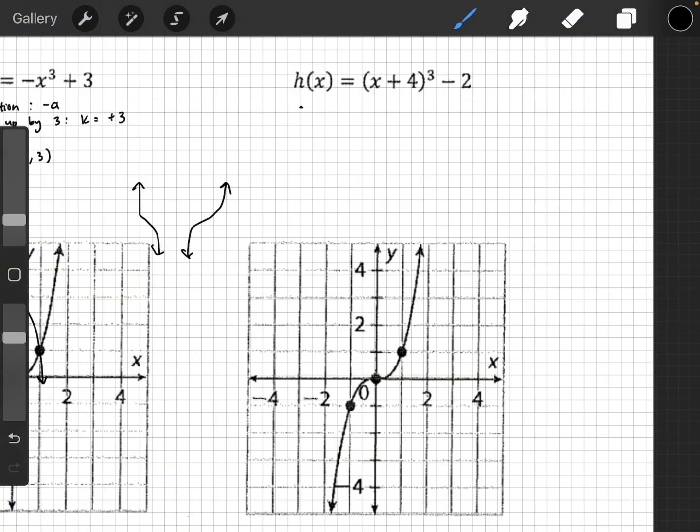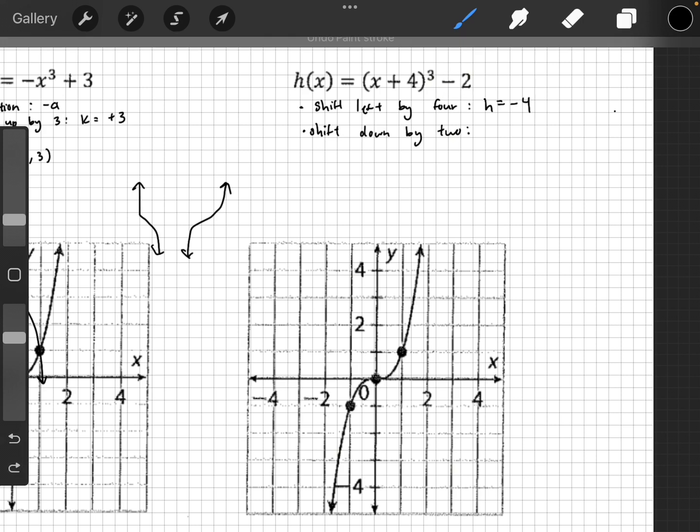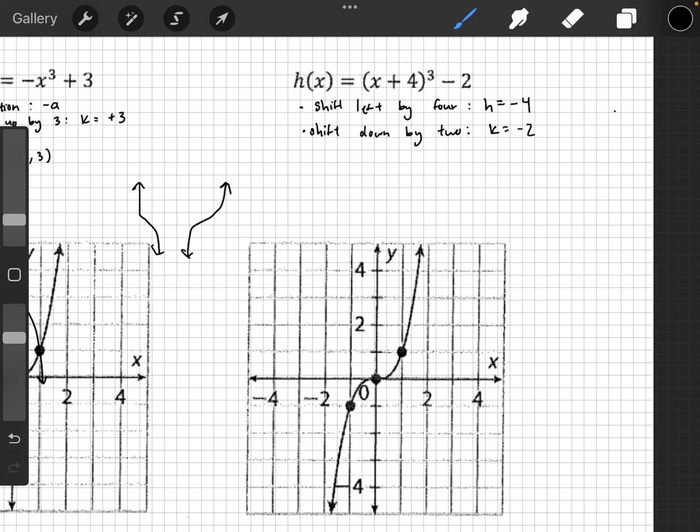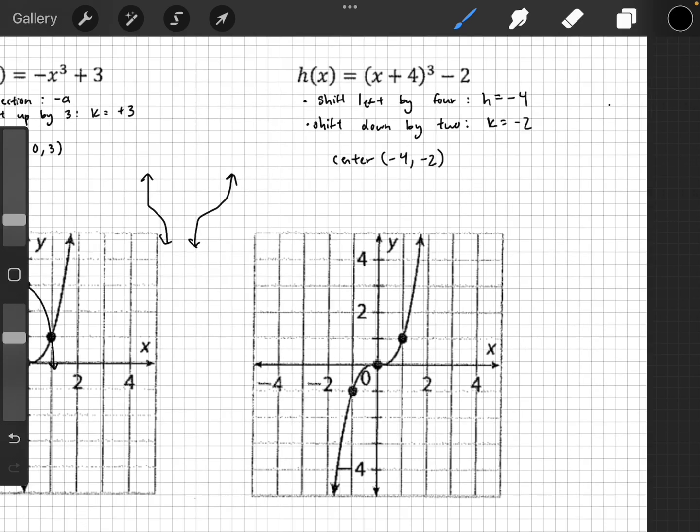For the second example, we'll write out some transformations. So we know that it's going to shift left by 4. And we know this because h equals -4 with this value here. And it's going to shift down by 2. We know this because our k value equals -2. We have our h and our k, so the center will be located at -4, -2.